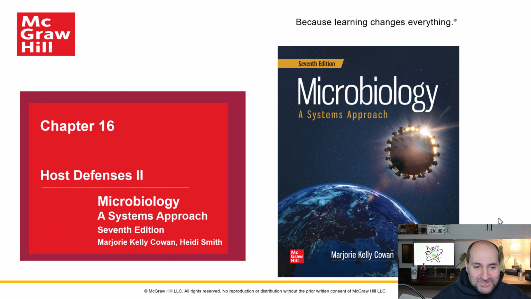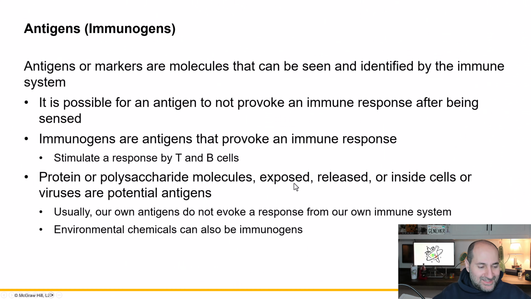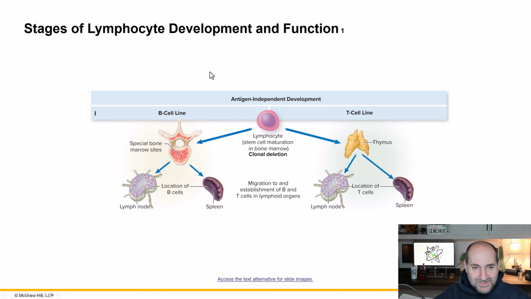So let's move on to our final chapter. All right, this is it, our final chapter, chapter 16. Let's see what we need to know. Again, please know what antigens are. Remember that B cells mature in the bone marrow while T cells mature in the thymus, and then they migrate to those lymphoid organs. Remember the lymph nodes, the spleen, and they establish a residence there.